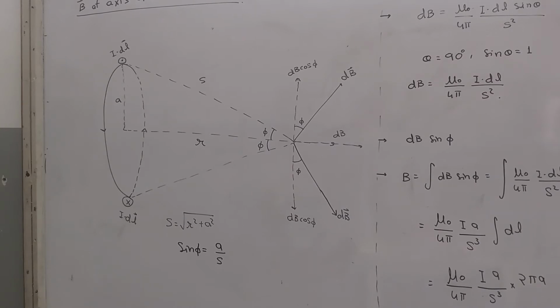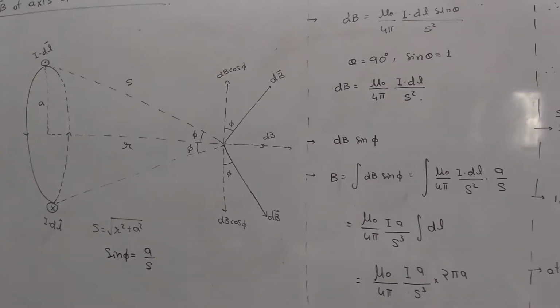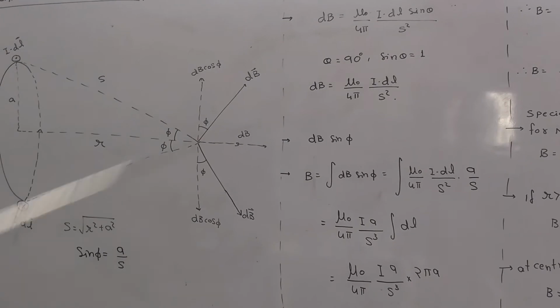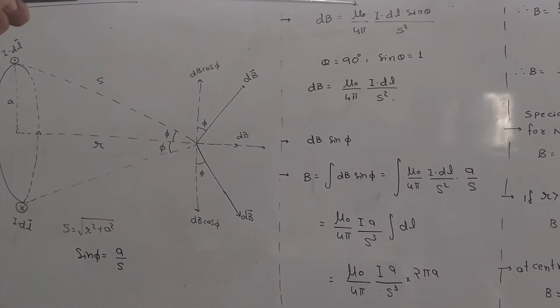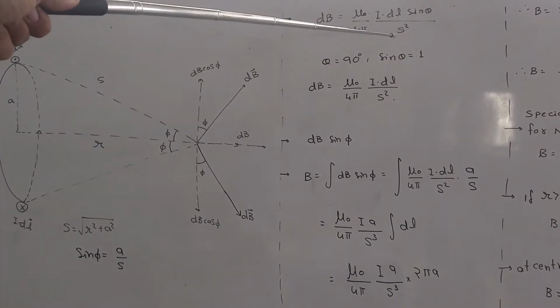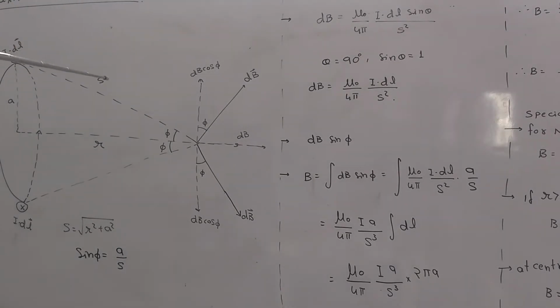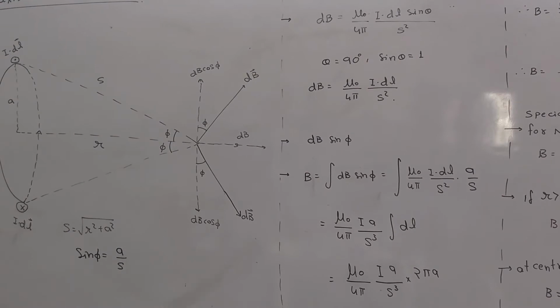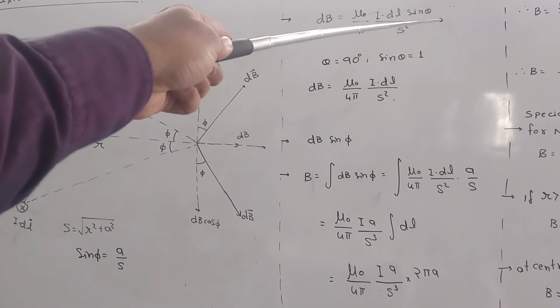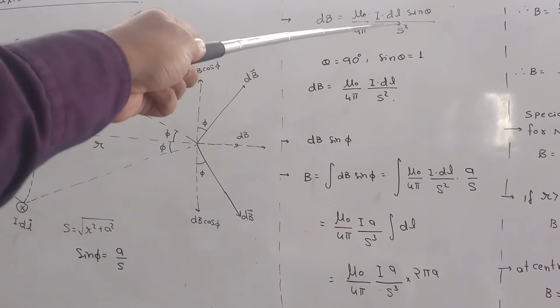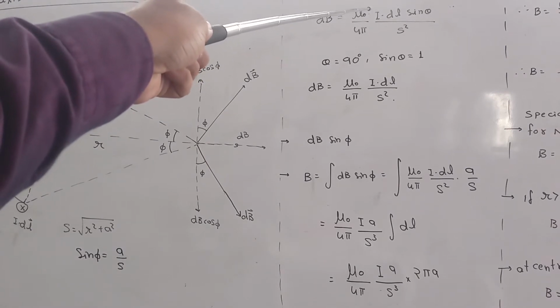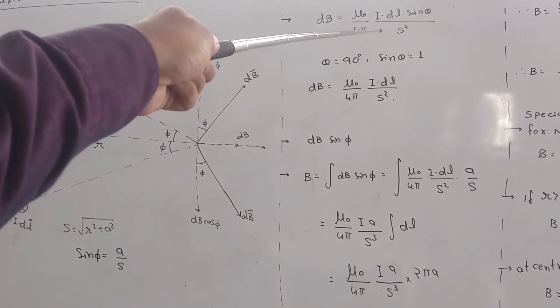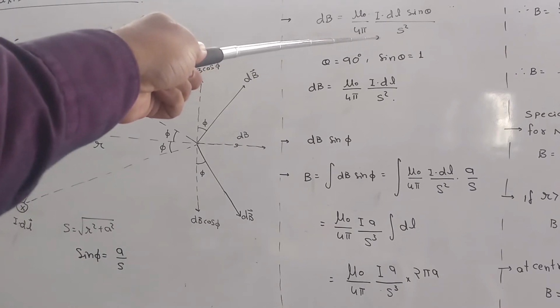So now we can apply Biot-Savart's law. Look at this equation. What is the equation of Biot-Savart's law? dB is equal to mu 0 by 4 pi, I dl sine theta over S square. The distance is S, so I have written S square. Now what is theta in this case? See, theta is the angle between the current element and vector S.